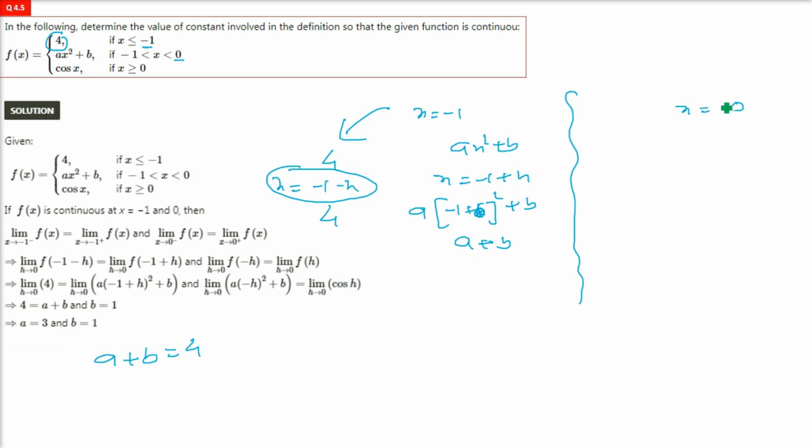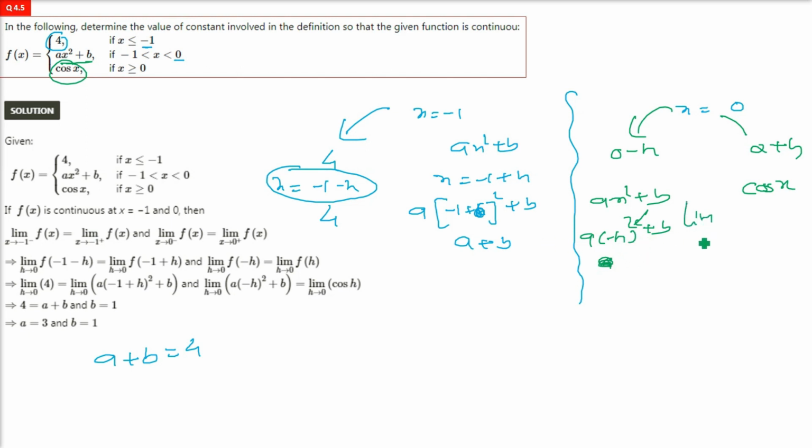Then on the left we are going to use ax square plus b, and this cos x we will use for the RHL. But we'll put 0 minus h for LHL. So ax square plus b, and on the right we'll put 0 plus h in cos x. This is minus h, so a times minus h whole square plus b. So it is basically a h square plus b. So when you apply the limit h tends to 0, it is going to be 0. And you just have to write b on the LHL. So only b you got.